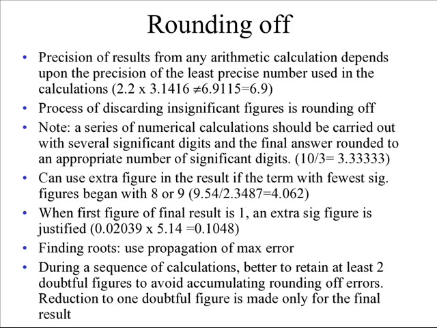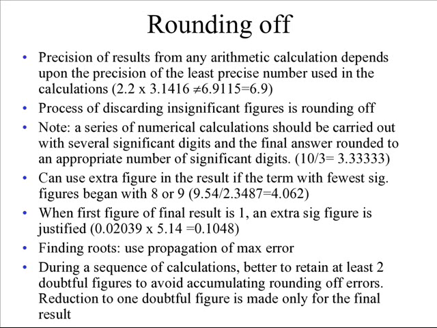You can use an extra figure in a result if the term with the fewest significant figures began with an 8 or a 9. And also you have to recall that when the first figure of a final result is 1, an extra significant figure is justified. In this example, you see that there's an additional significant figure justified. Also, when you're finding a root, use the propagation of the maximum error.